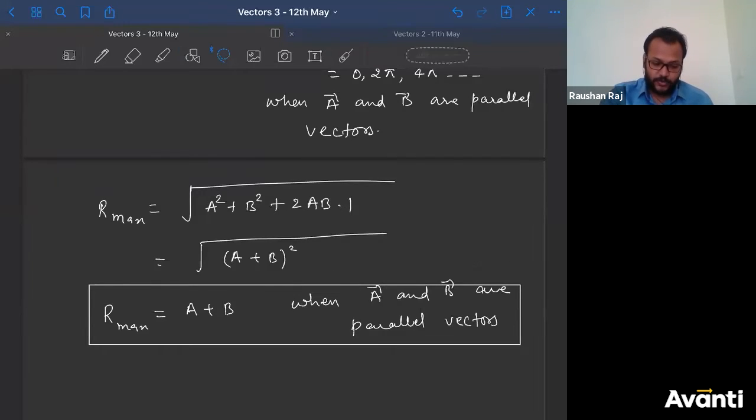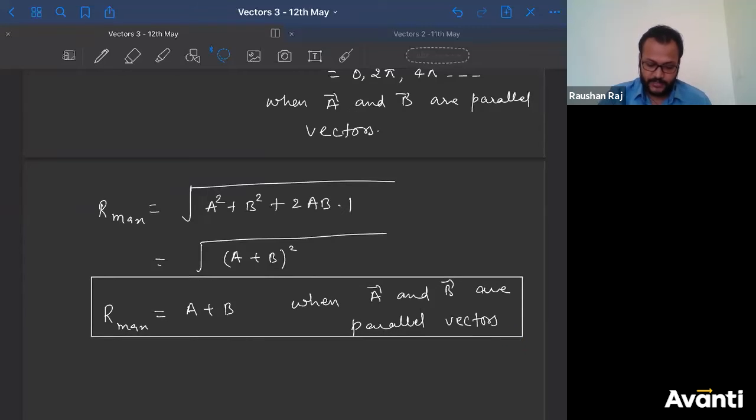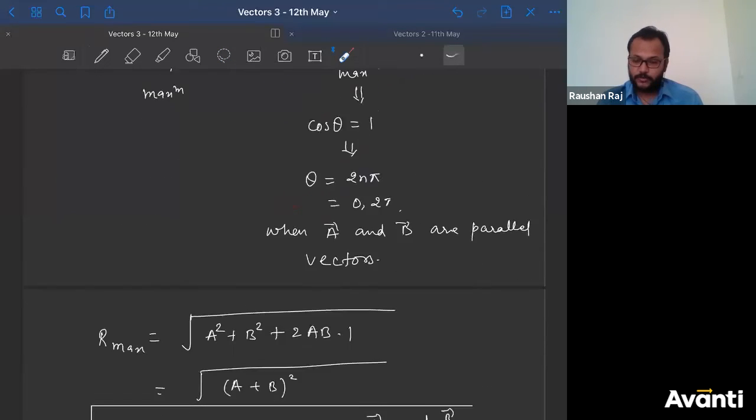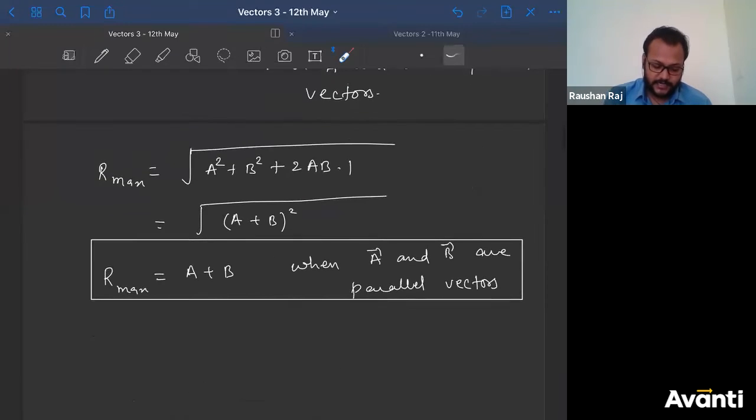Every time you don't have to do this analysis. Every time you don't have to do these things, like theta 1 will be this, theta 0 will be that. You don't have to do any of that. Finally, what is the answer to remember? This you have to remember: what is the maximum value of R? So the maximum value of R is A plus B.